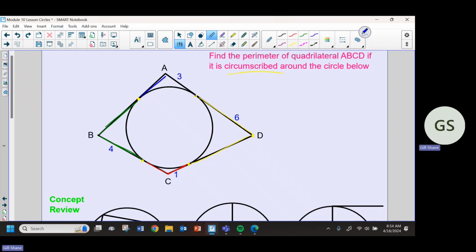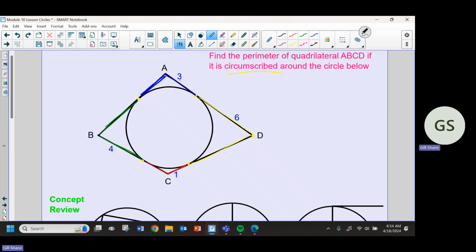So it looks like a figure, like it looks like a shape, and people freak out. They're like, I don't know how to find the perimeter of that. Don't think of it as a shape. It's a bunch of tangents coming from a point outside the circle, which just means all those tangents are congruent.